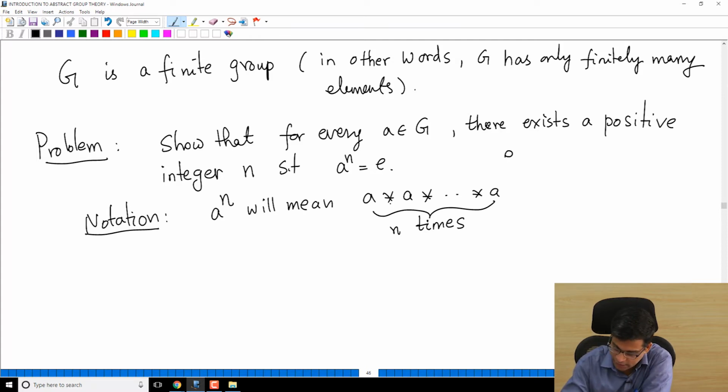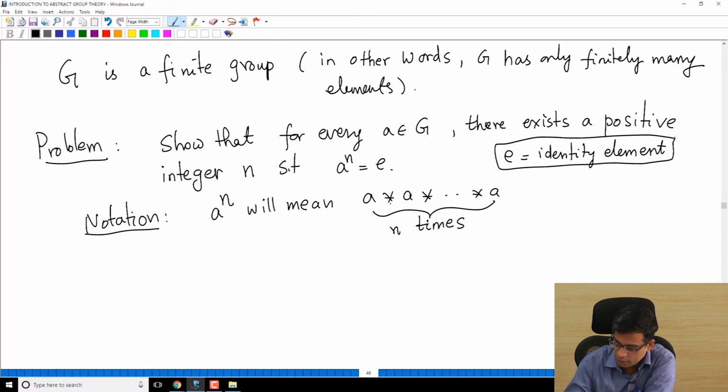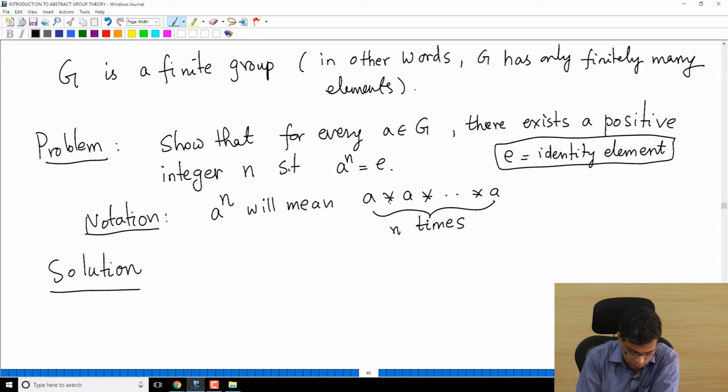Also remember, e is the identity element. That is my standard notation. For a group, e will stand for identity element. Generally, when I am working with a general group, e will stand for the identity element. So, what is the solution to this? G is a finite group. So, we will have to use that.